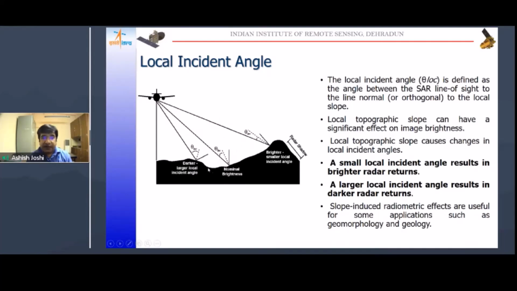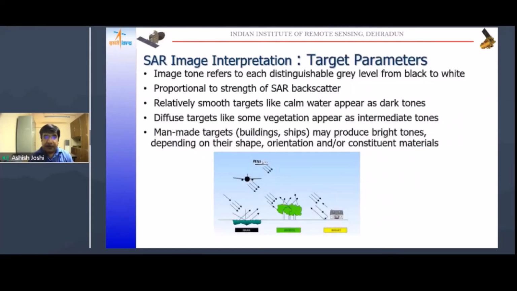This means if we have a terrain, in the terrain we have different local incidence angles, and with respect to the local incidence angle, we get different backscatter values in the SAR image. So if the local incidence angle is low, then it will have a higher backscatter value, and if the local incidence angle is high, then we have darker radar returns.